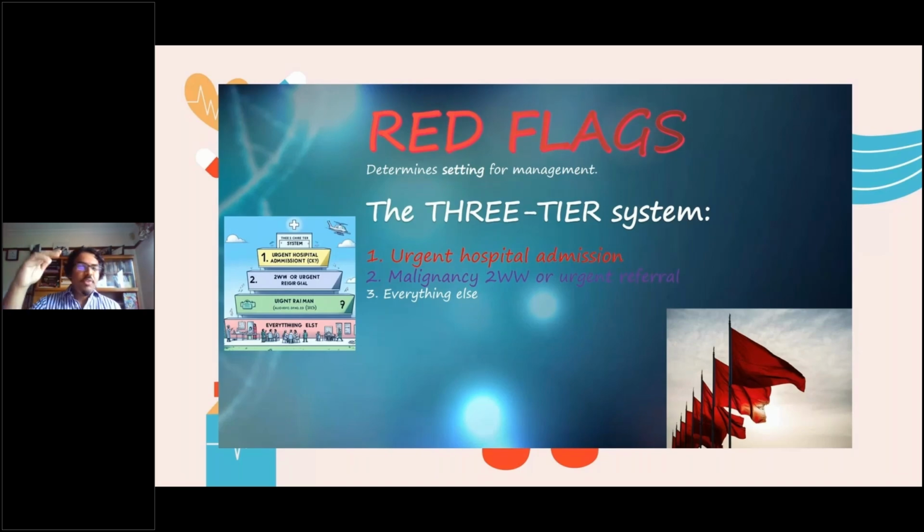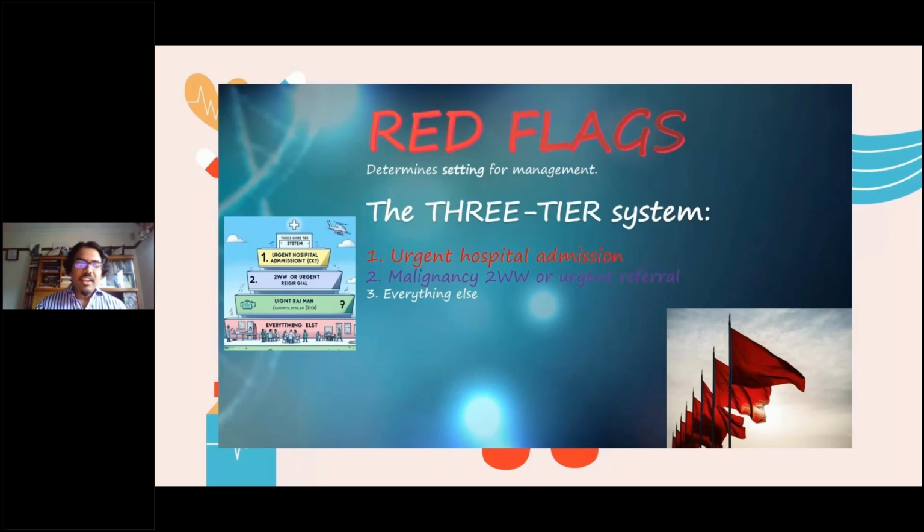And lastly, if they don't fulfill either of those criteria for admission or an urgent referral, everything else can be managed in the community. This is where we give our trials of treatment. We use time as a diagnostic tool. We use advice and reassurance. We give them the tools in which we say, we're going to try something, but when things change, come back and let us know. This is the point at which we're going to review things and see if they're improving or not.